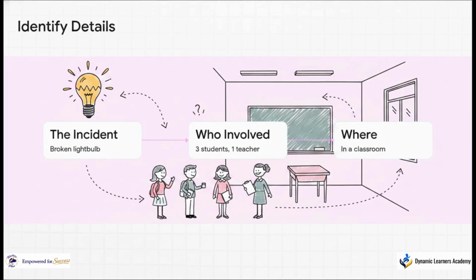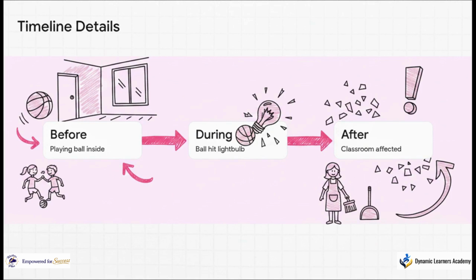Step 1, what is the actual incident? Well, a light bulb broke in the classroom. Step 2, who was involved? We know we need to identify 3 students, and we also know the teacher is the one receiving this report. And step 3, where did it happen? Right there, inside a classroom. Let's keep going. Step 4, what caused it? The prompt tells us the students were playing with a ball inside the classroom.